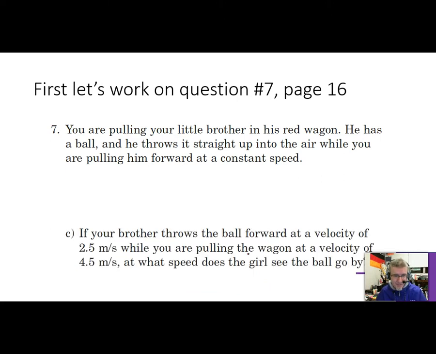Okay. Your brother then throws the ball forward at a velocity of 2.5 meters per second while you're pulling the wagon at a velocity of 4.5 meters per second. At what speed does the girl see the ball go by? So let's review this one more time. So maybe I'll draw it up here. Here's the wagon. The wagon is moving forward at 4.5 meters per second. She would see a ball that was just sitting on the wagon. Here's the girl again. She would see a ball sitting on the wagon going by at 4.5 meters per second.